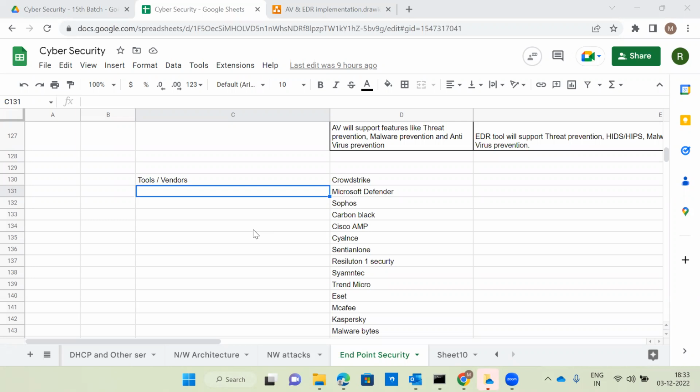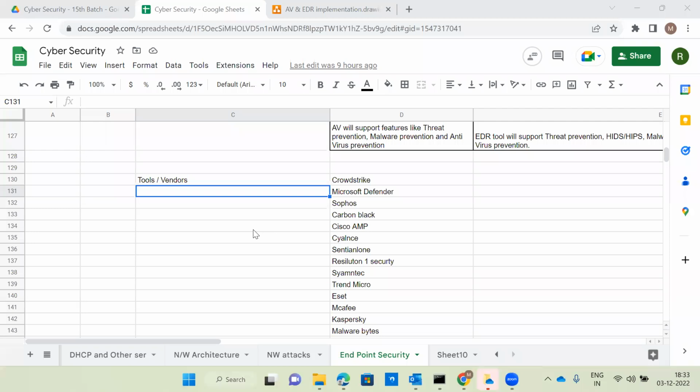And we also saw the status of the antivirus agent. Okay, the antivirus agent may be in active status, inactive state, or unknown state. Then even sleeping state. So these are the different types of status of the antivirus agent or EDR agent.